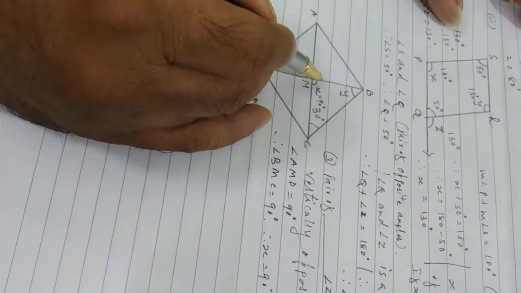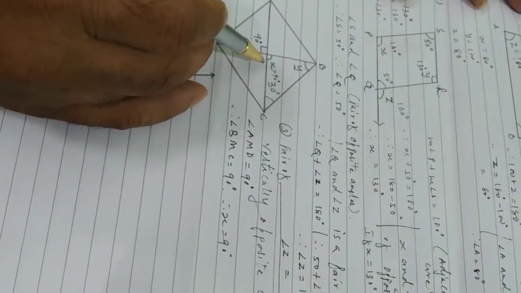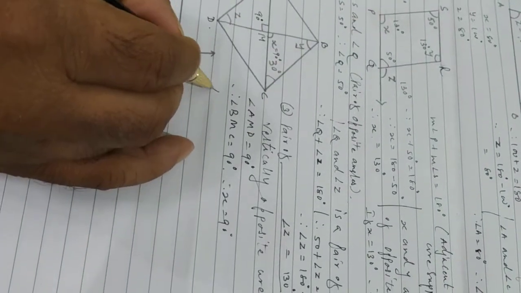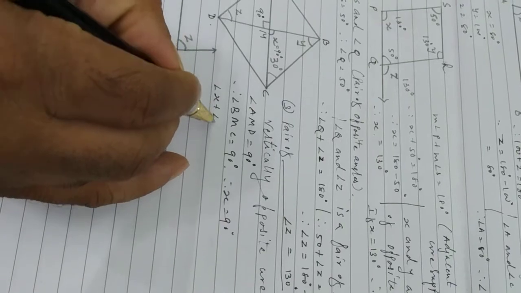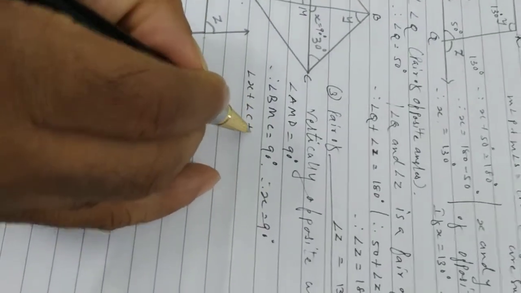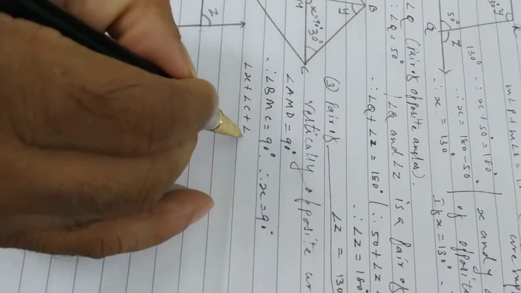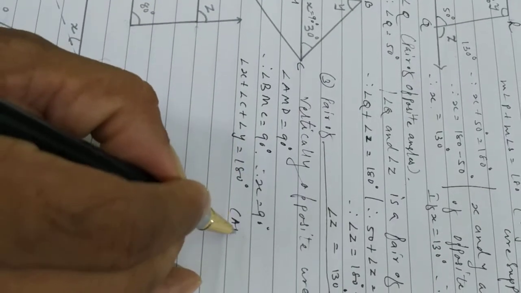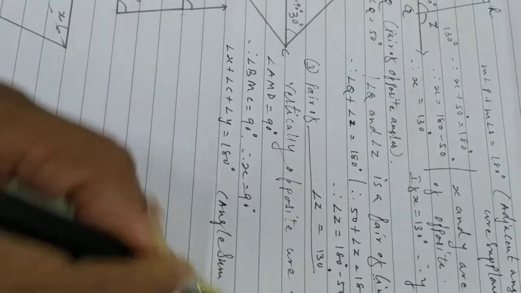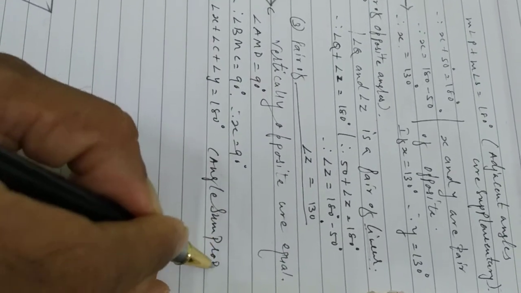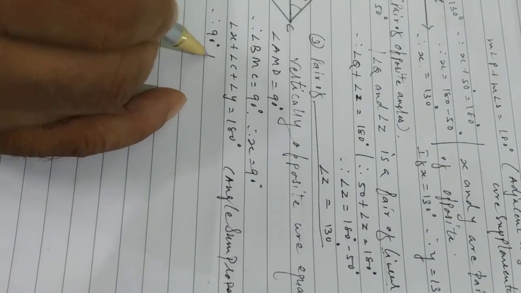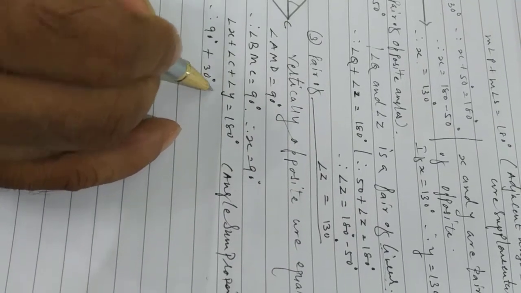Now we got one triangle over here. So as per the angle sum property, angle x plus angle C plus angle y is equal to 180 degrees, as per the angle sum property, right? So angle x is equal to 90 degrees, C is equal to 30 degrees.